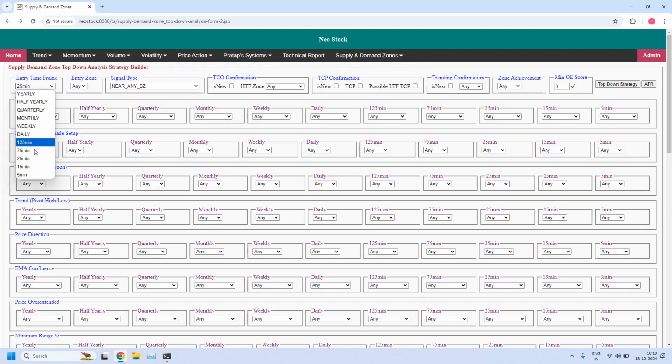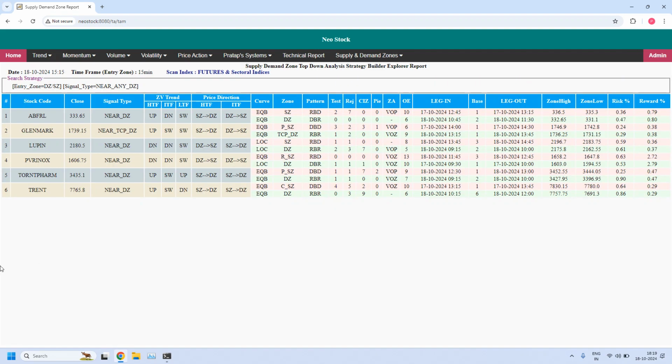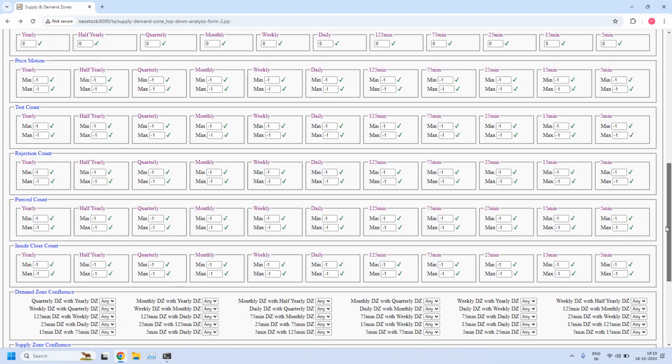Next time frame is 15 minutes. Let us find the stocks near 15 minutes demand zone. 6 stocks are filtered. Let's identify if any of these 15 minute zones are having a zone confluence with ITF time frame. That is 15 minutes demand zone confluence with 75 minutes demand zone.